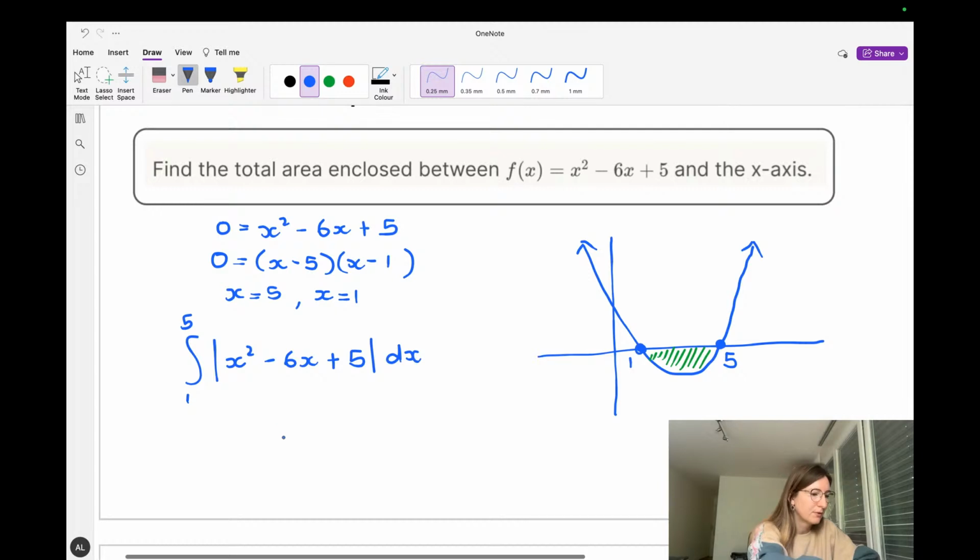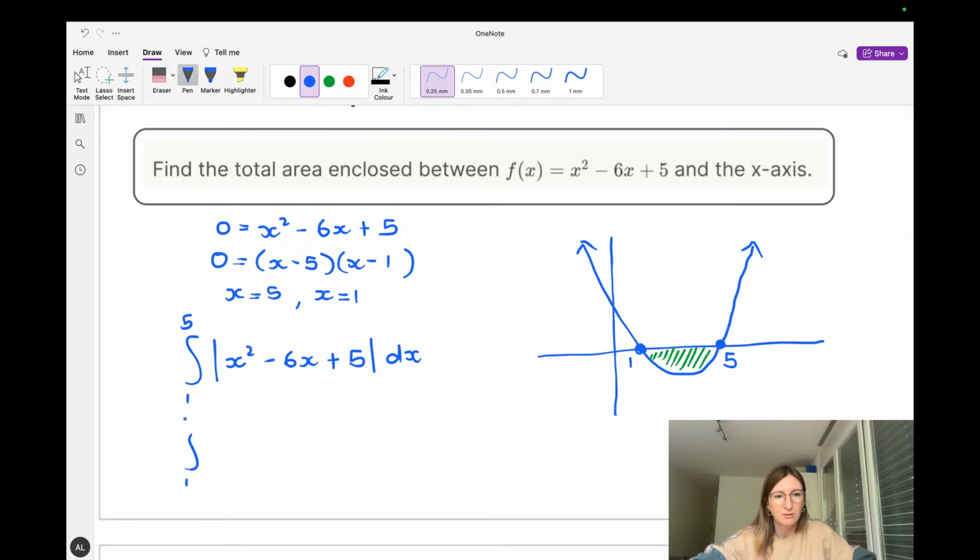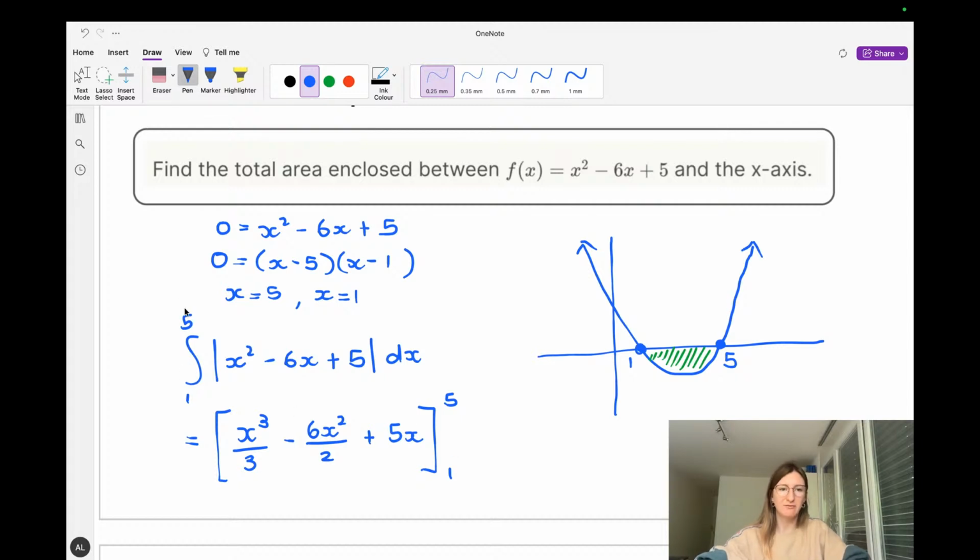So checking, no questions. And this then I would evaluate. I can, in fact, go straight into integrating it. So we're going to have x cubed over 3, minus 6x squared over 2, plus 5x. Remember, I want my nice brackets. From 1 to 5. I don't need to say plus c when I'm doing definite integrals. If you have those limits, you don't need to do plus c. Only if you're doing a general function.